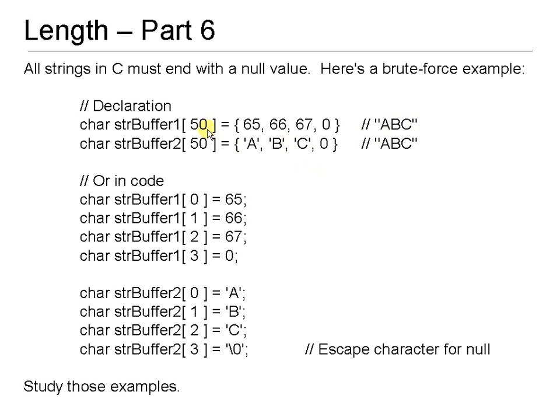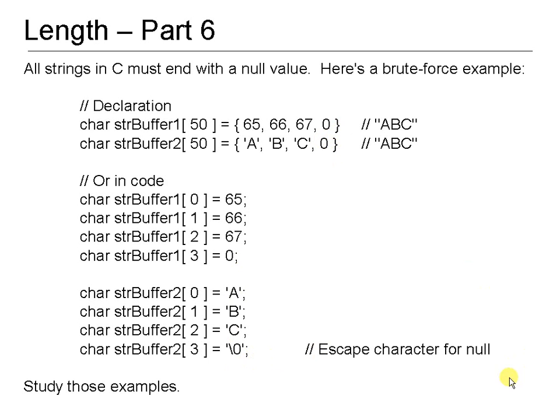Now, if that's in the declaration, and we want to use the assignment operator, the brute force way, if we want to do that in code, we'd say element 0 equals 65, element 1 equals 66, element 2 equals 67, and element 3 equals 0. Right there is the termination. Another way to do it, instead of hard coding the values, is to use 'A', 'B', and 'C' in single quotes. And instead of using the actual ASCII value of 0, we can use the escape character, which is \0. In fact, I could have done that right up here with my string buffer 2.